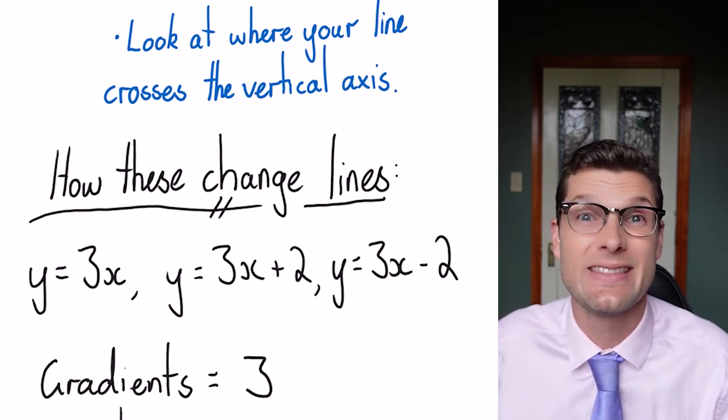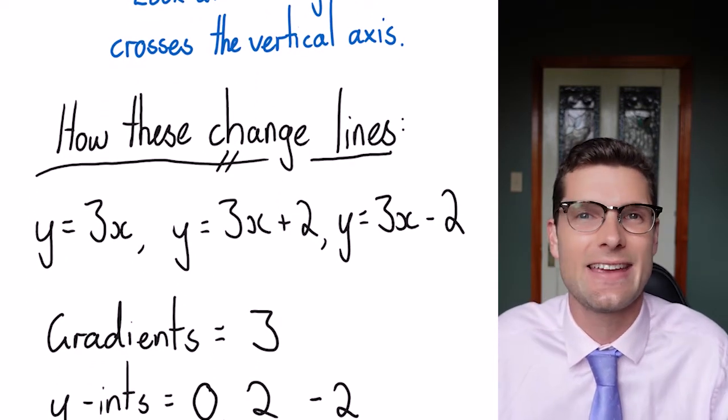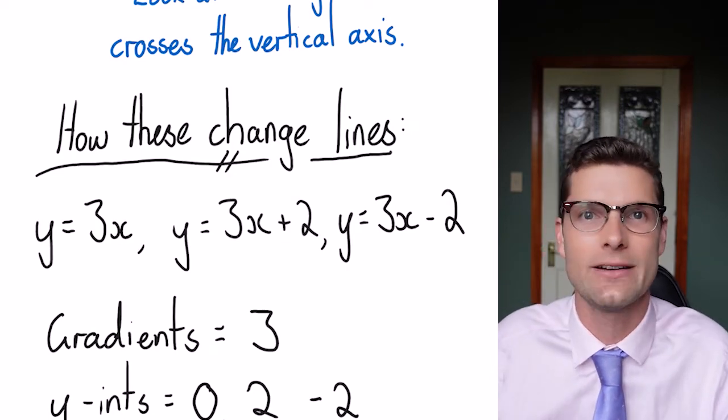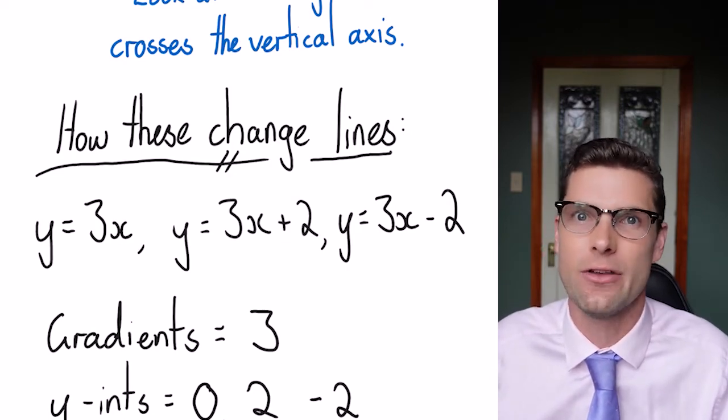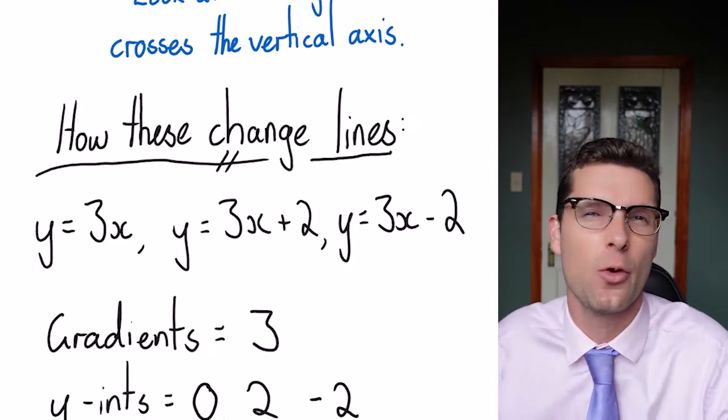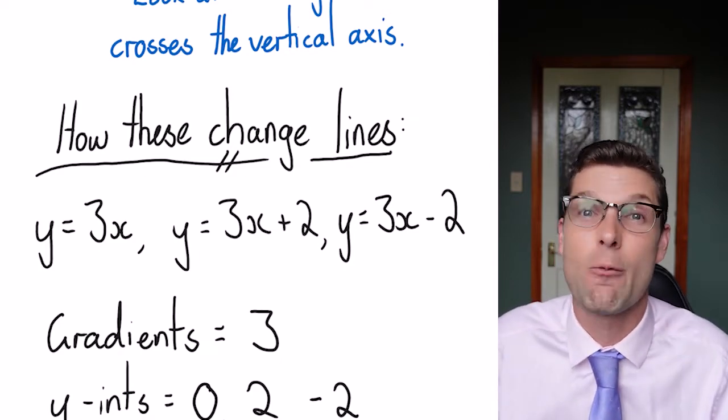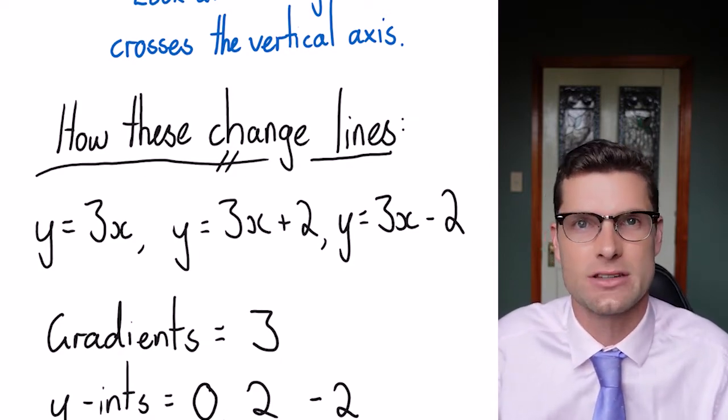So what we're trying to do in this lesson is we need to know how do these things, the gradient and the y-intercept, change our lines when we graph them. How does it change the pattern that we've been given? So we're going to look at what happens to the y-intercepts first.